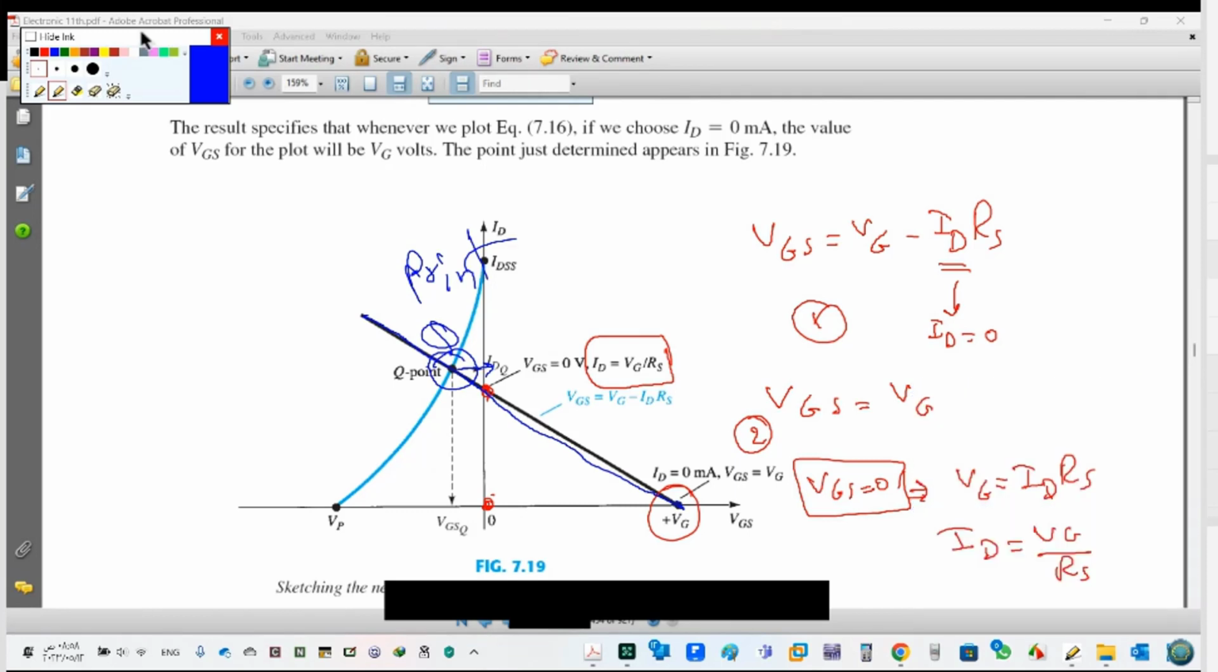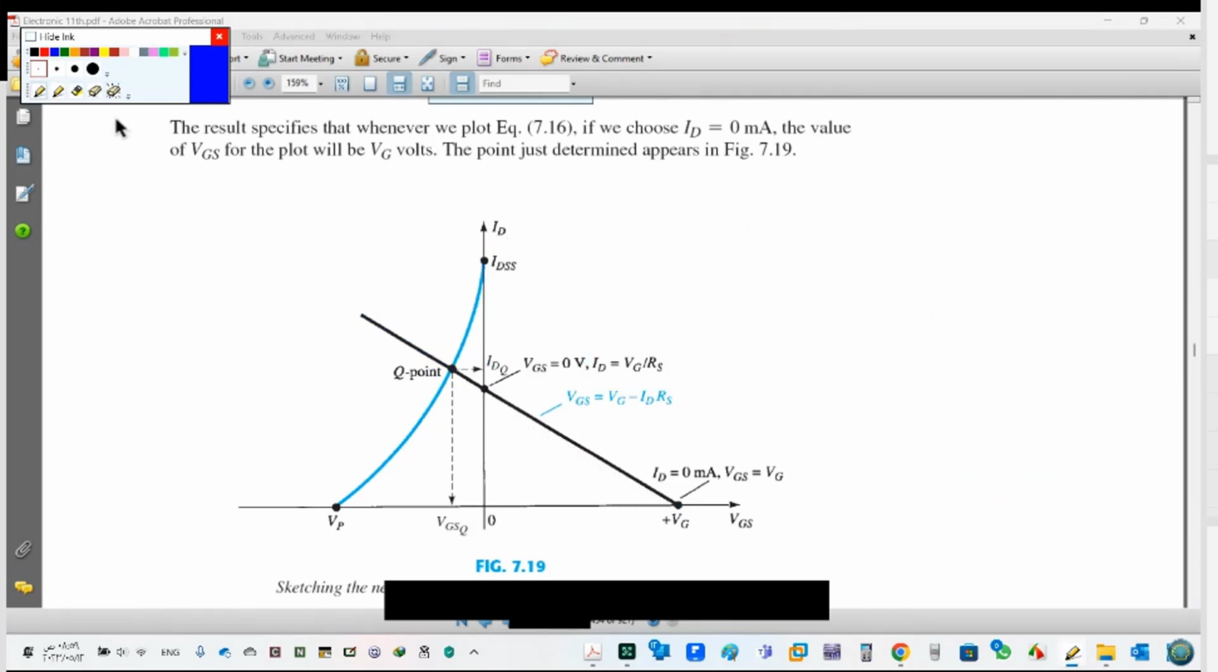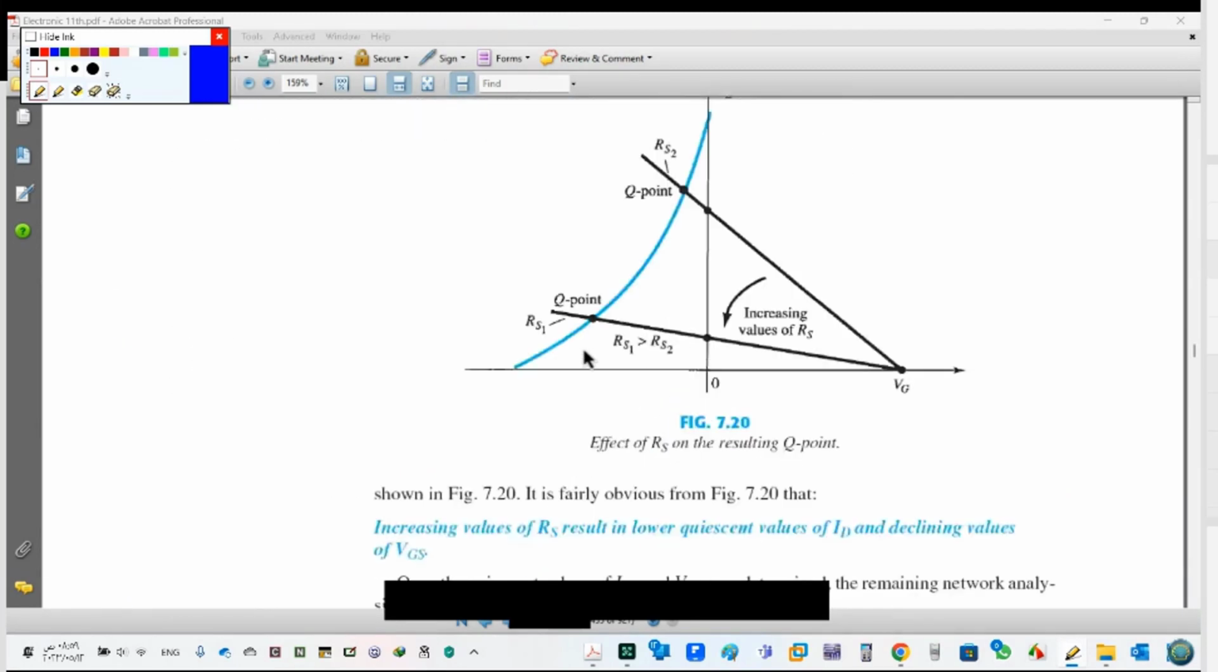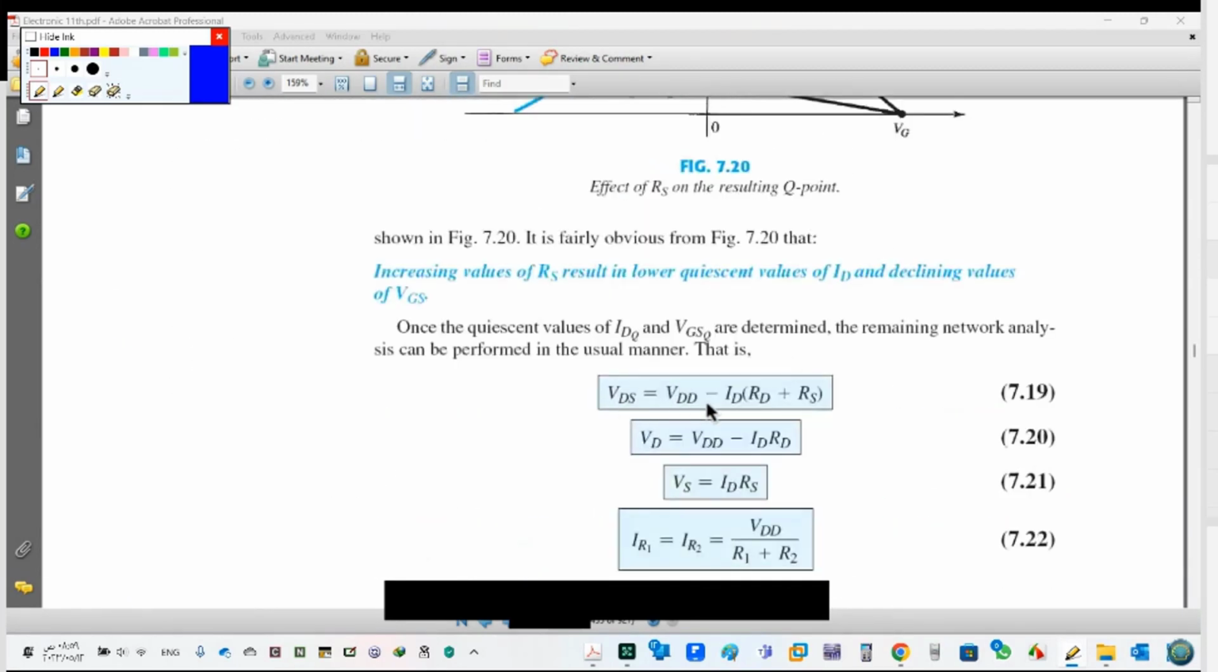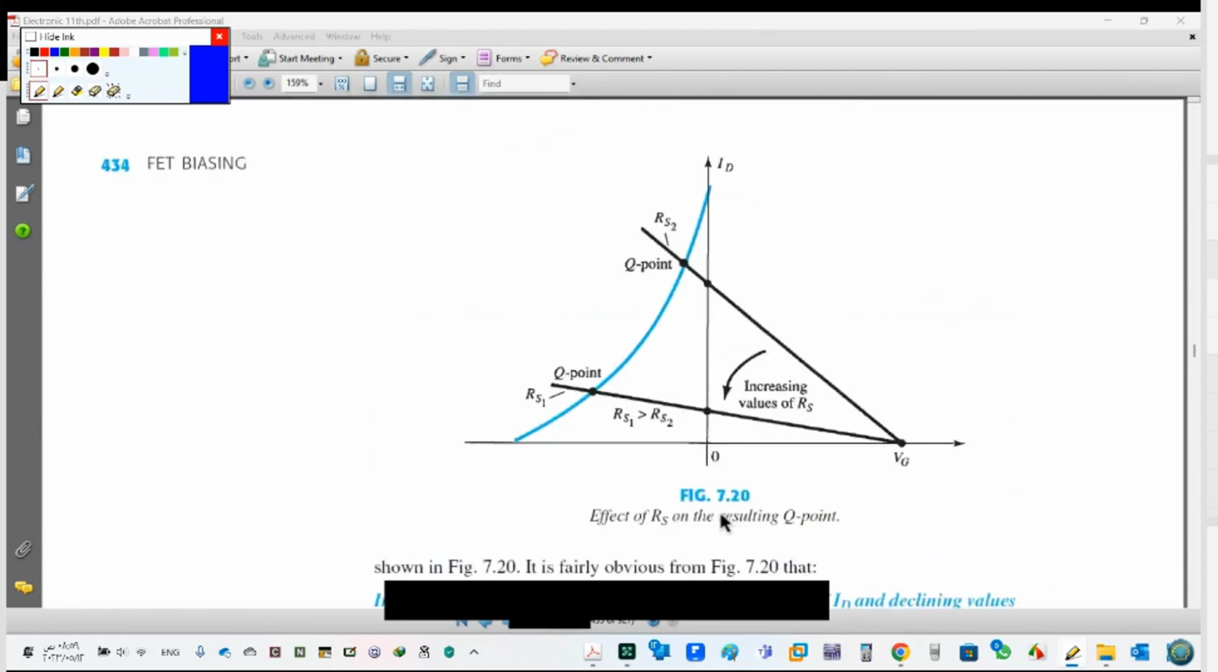Okay. After that, you can continue like what you said before. You can calculate our points, VDS, like the previous one. And this is Argus, it's easy. Now, what is the effect of increasing RS or decreasing RS? Same thing, decreasing and increasing. Same as before. If I increase, it will go down.